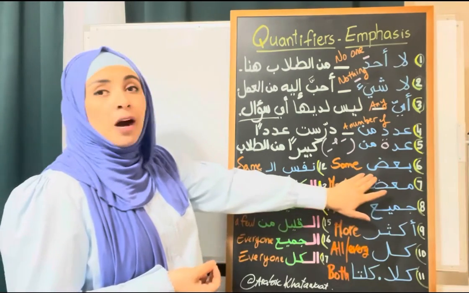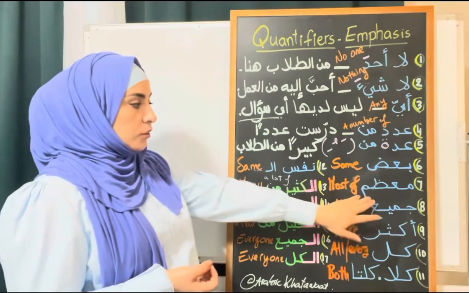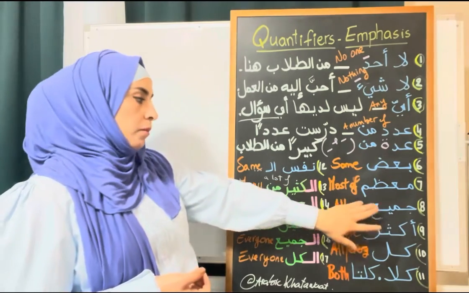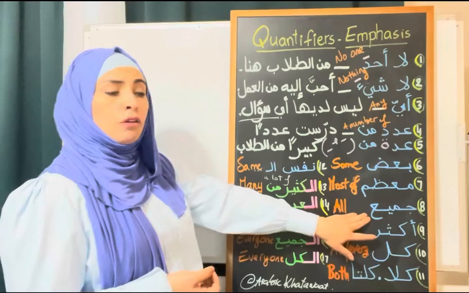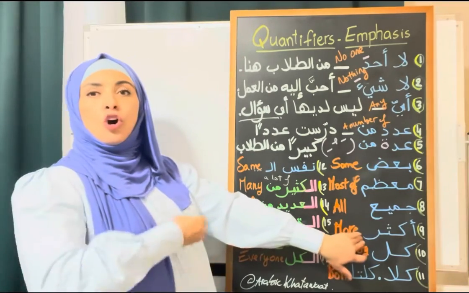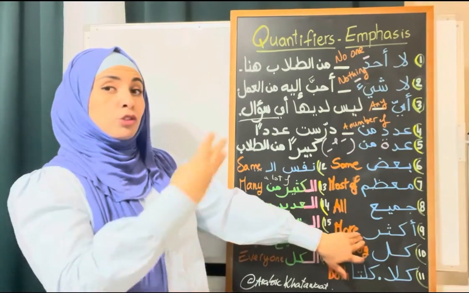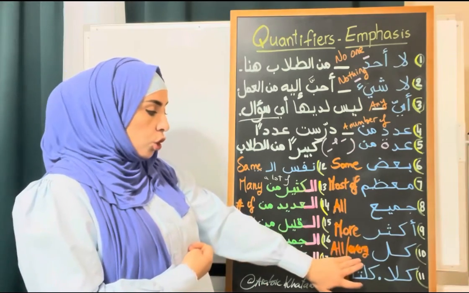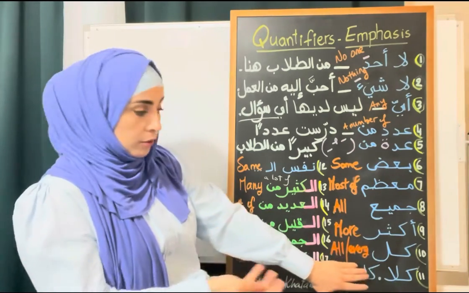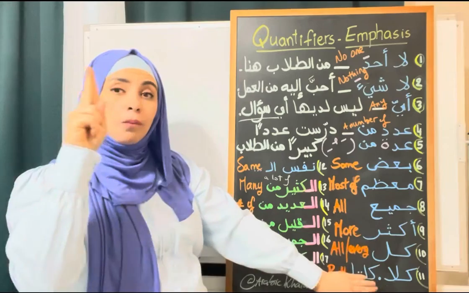So I could say بعضهم, some of them. I could say معظمهم, most of them. I could say جميعهم, all of them. I could say أكثرهم, more of them, referring to the majority of them. And كلهم, all of them, or everyone. And كلاهما, both of them.